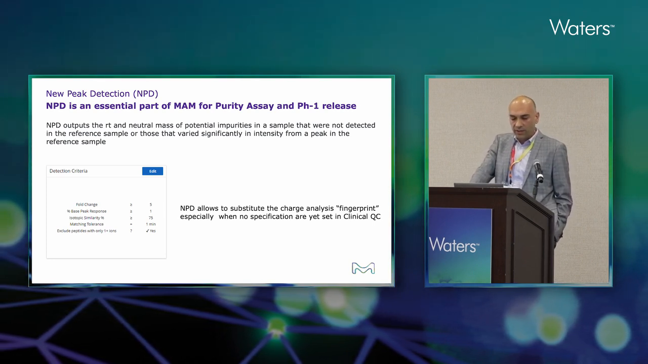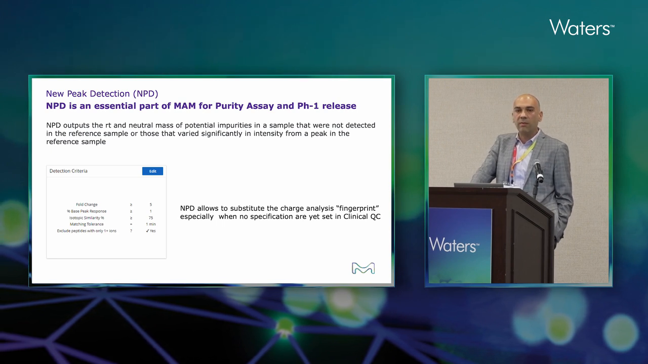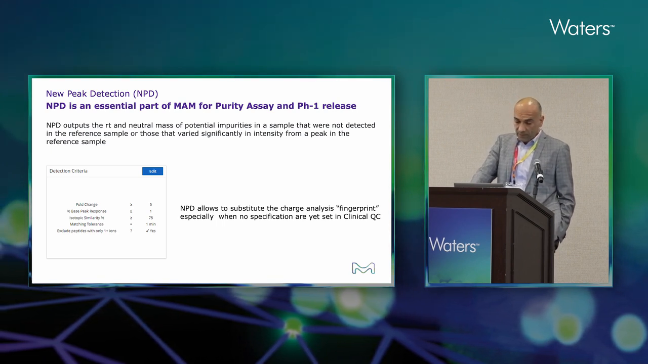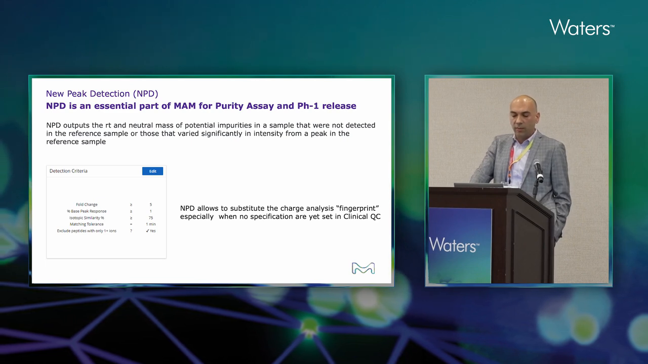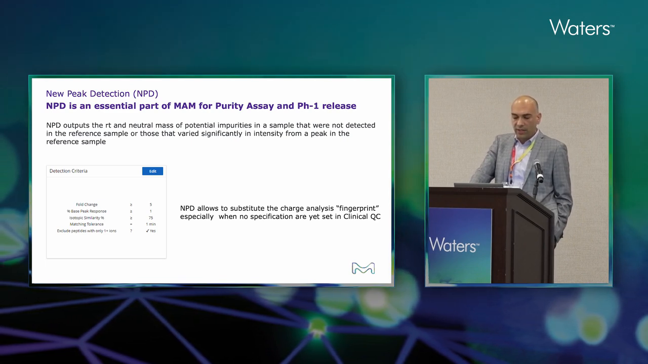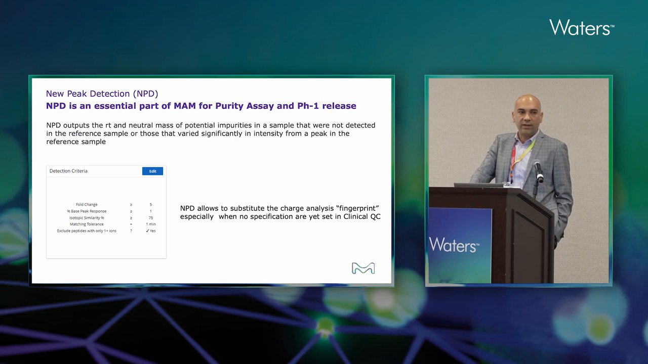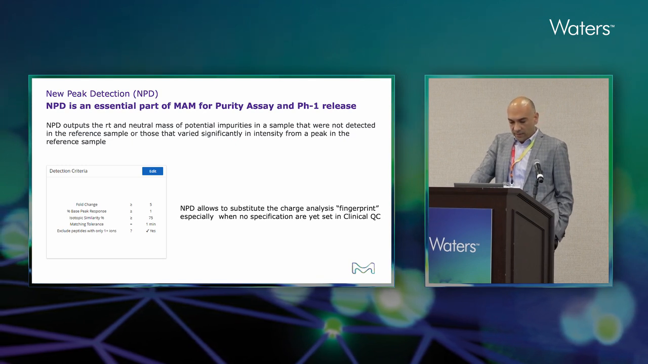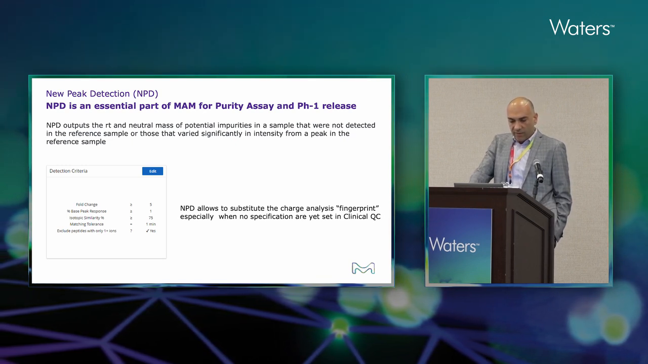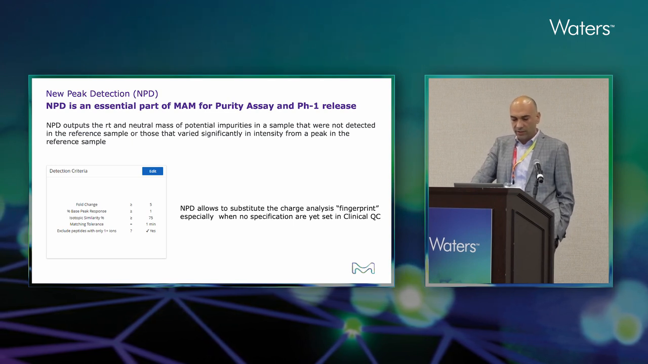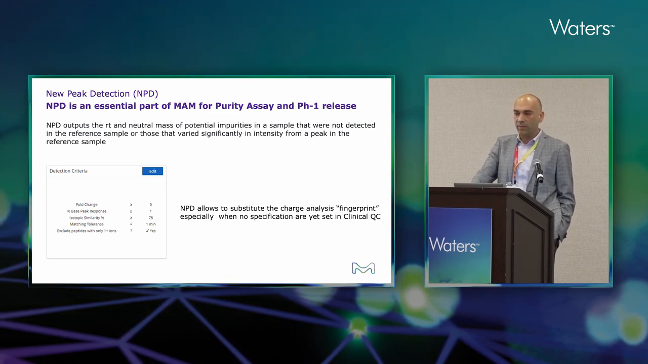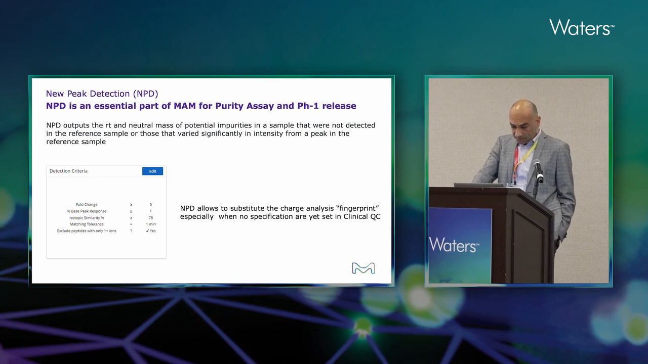New peak detection is a part of a MAM workflow that outputs retention time and the deconvoluted mass of the potential impurities in a sample when it's compared against a reference. So here on the left, you see the parameters that are available in the Waters peptide mapping application that is specifically developed for use in a regulated environment.